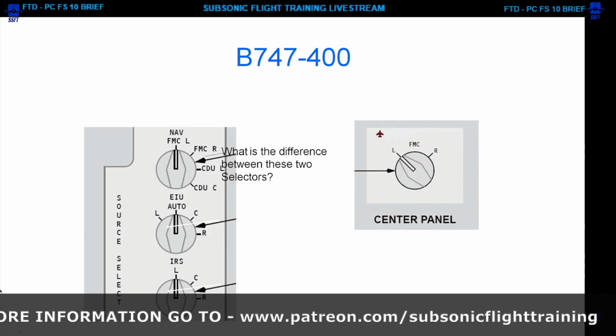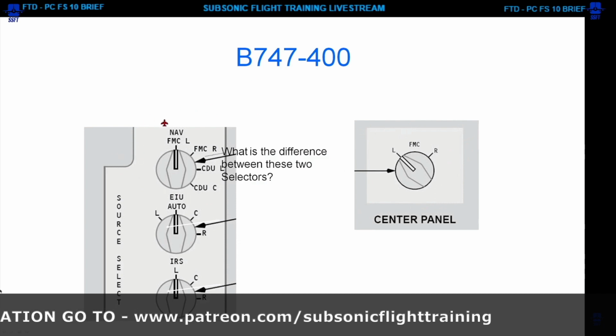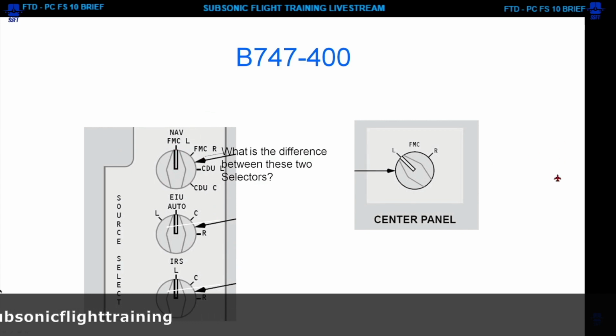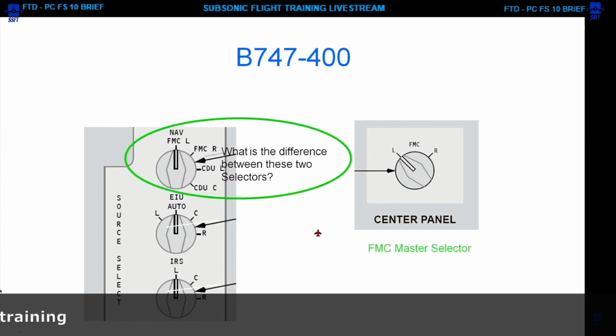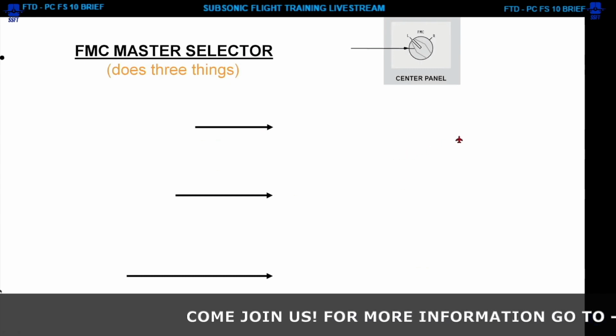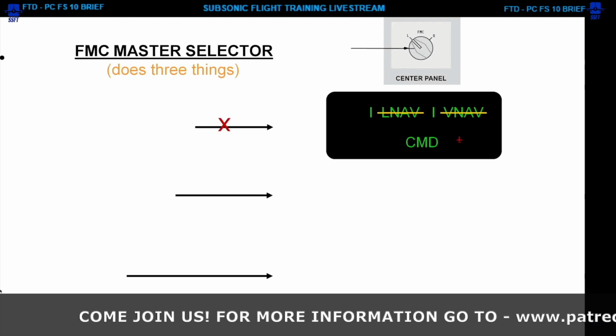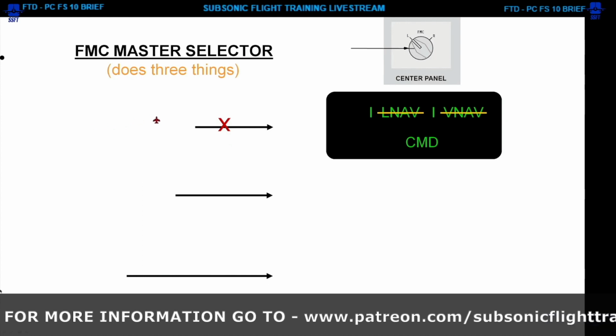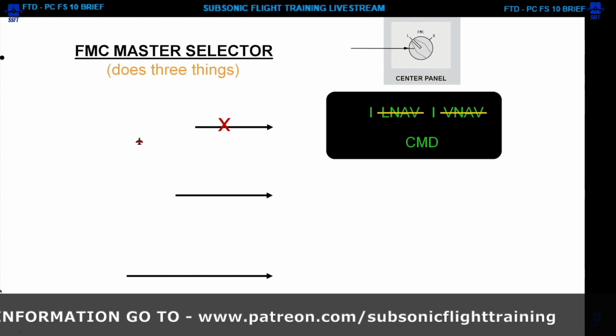It will be down to a single FMC problem. So this is the master selector, this is the instrument source select switch for the FMC, of which both pilots have one. FMC left, first officer, FMC right. The master selector for the FMC, it kind of does three things, and we talked about that as well. It gives information to the FCCs, the flight control computers.